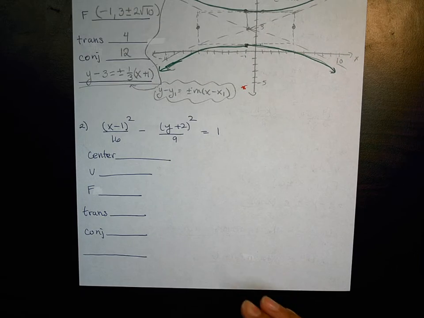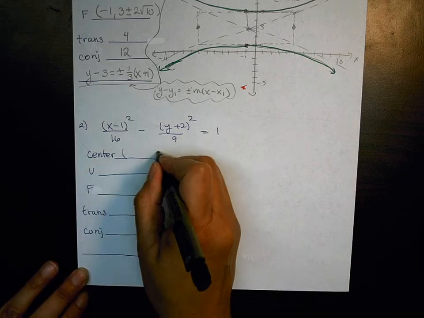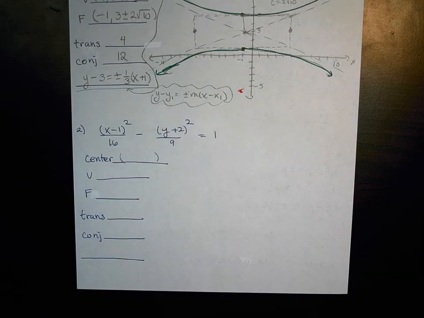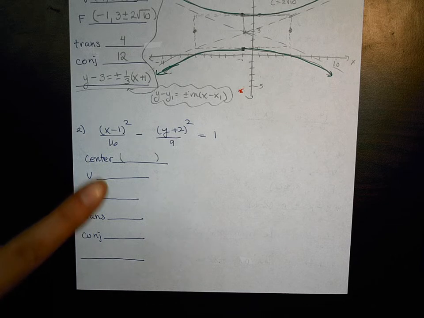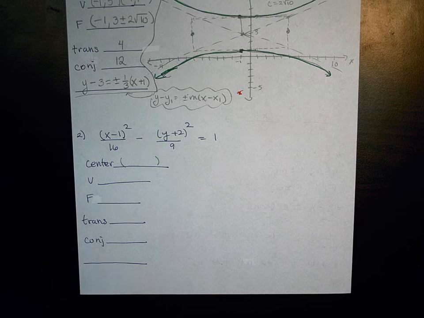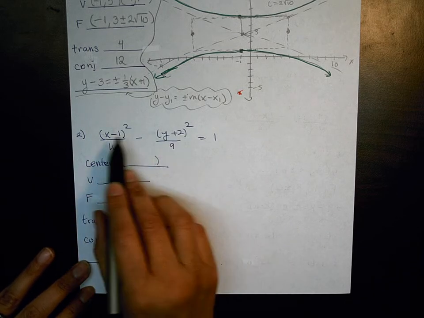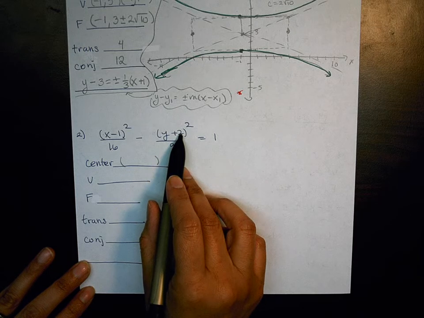Okay, for your center, it's the opposite of the insides. X goes with the x, y goes with the y. So 1 comma -2 or -2 comma 1. Be careful. Which one is it this time? 1 comma 2? Yes, 1 comma 2.